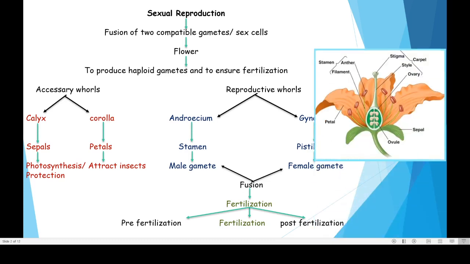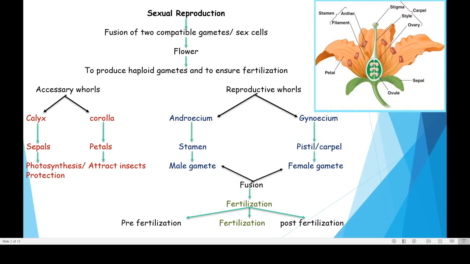Now, let us revise the structure which is important in sexual reproduction, called the flower, which we have already studied. So, we will revise it. This flower mainly consists of two types of whorls: accessory whorls, also called non-essential whorls because they do not take part directly in reproduction, and the reproductive whorls, which directly take part in the process of reproduction.